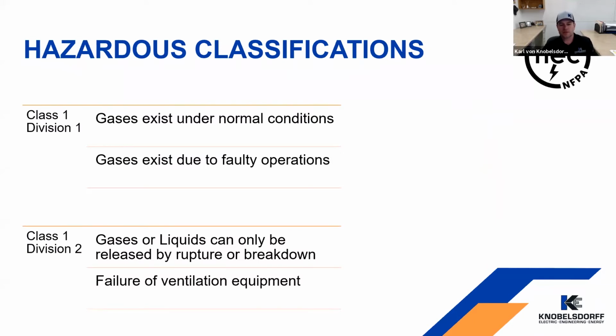So now we've got a few examples of some hazardous locations. A Class 1 deals with gas or vapor, and a Division 1 means we're there under normal operating conditions, so gases exist under normal conditions. If you had a Class 1 Division 2, gases or liquids can only be released by rupture, breakdown, or failure of ventilation equipment.